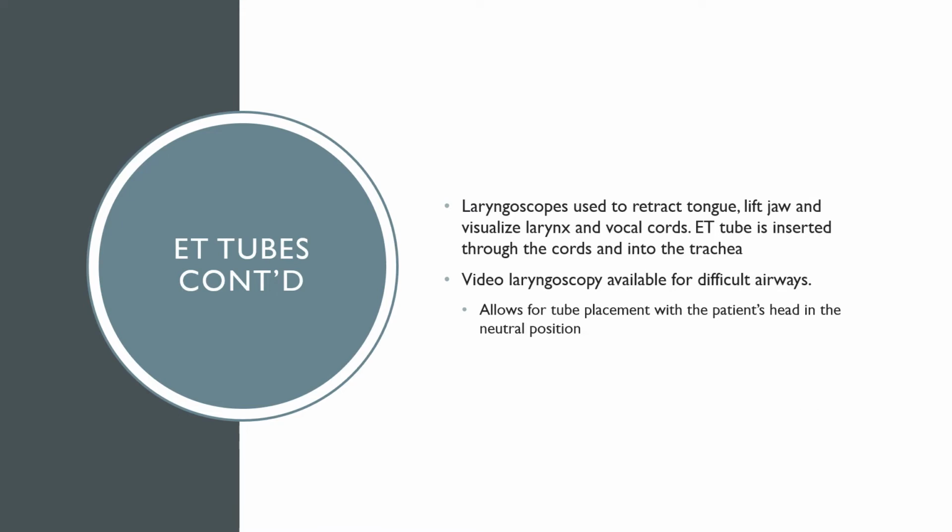Laryngoscopes are used to retract the tongue and lift the jaw, and to visualize the larynx and vocal cords. The ET tube is inserted through the cords and into the trachea. We also have video laryngoscopy available for those difficult airways, such as on that Mallampati score where we saw that the epiglottis and vocal cords were not visible. It allows for tube placement with the patient's head in a neutral position as well, for those that have neck problems and are not very mobile in their neck area. That is most commonly called a GlideScope.